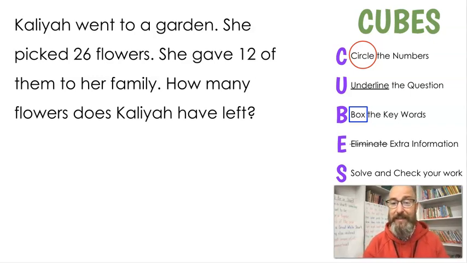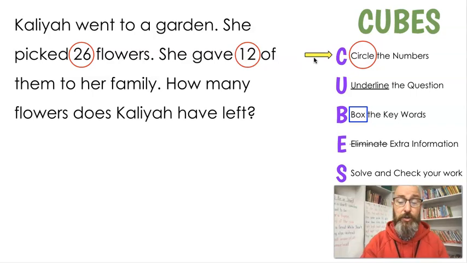And let's read this together. Kalia went to a garden. She picked 26 flowers. She gave 12 of them to her family. That's so nice, Kalia. How many flowers does Kalia have left? So again, go into cubes. The first letter in cubes is C, and C stands for circle the numbers. Look in the word problem and see, do you see any numbers? 26 and 12, that's correct.